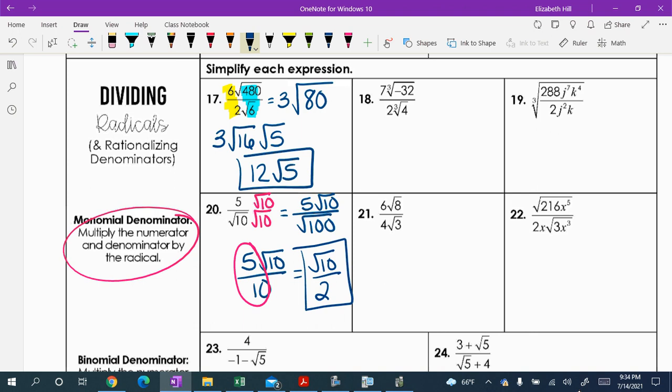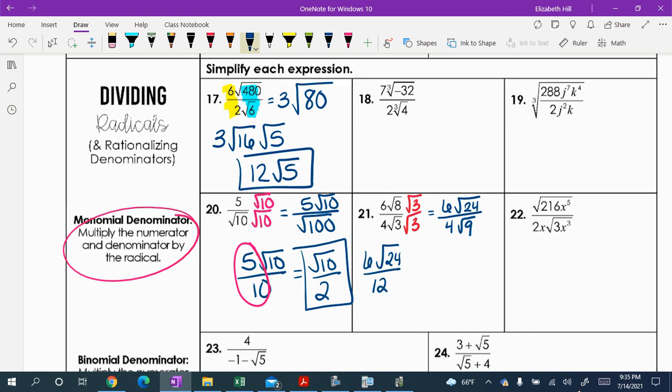If we take a look at number 21, I can take 6 over 4 and simplify that, but 8 over 3 doesn't do anything for us. So we're going to rationalize our denominator, and we're going to multiply the numerator and denominator by the radical. So I'm just going to do that square root of 3. This gives us 6 square roots of 24 over 4 square roots of 9. Square root of 9 is 3. 3 times 4 is 12. So I get 6 square roots of 24 all over 12.